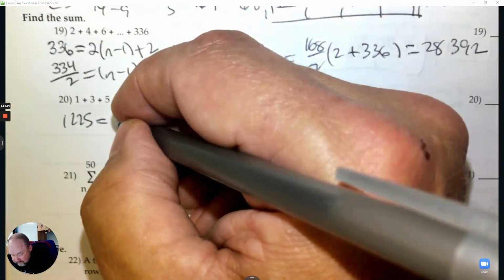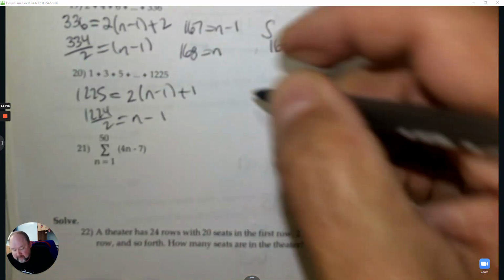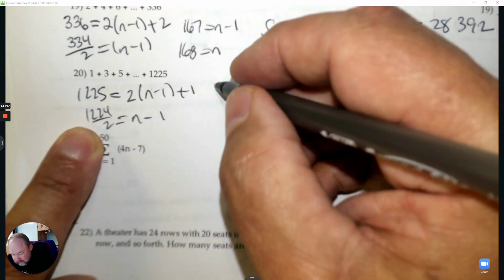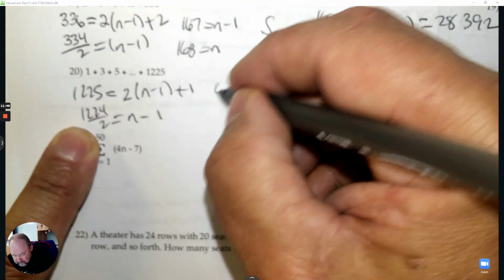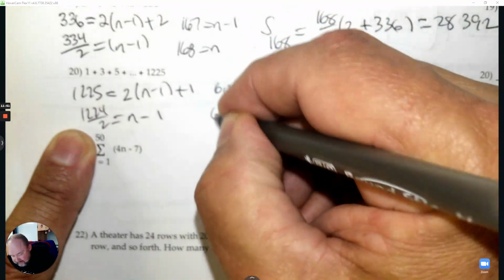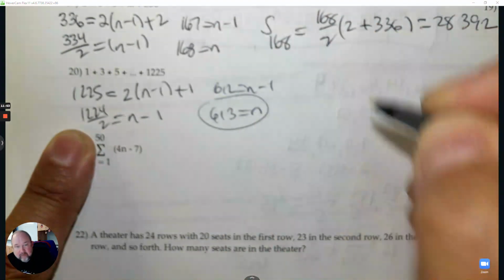So again, I'm going to set up a sequence equal to that so I know how many terms there are. The common difference is 2, and the first term is 1. And then I'm going to solve this. So I'm going to subtract 1 and divide by 2, and then add 1 after that. That's 612, right? And if I add 1, we have 613 terms.